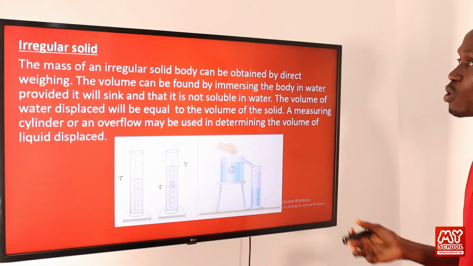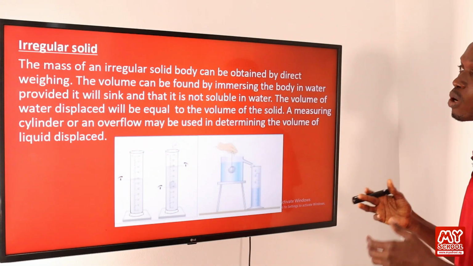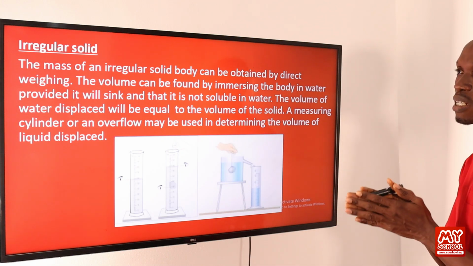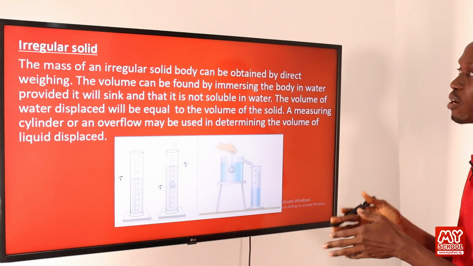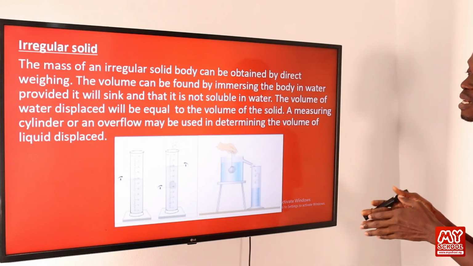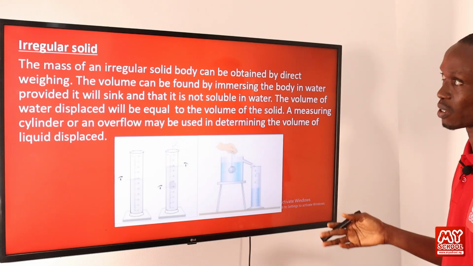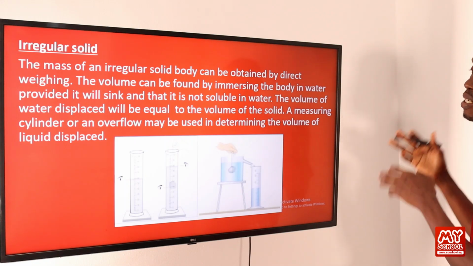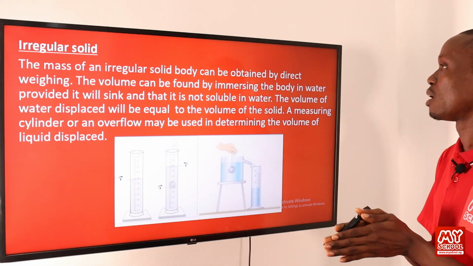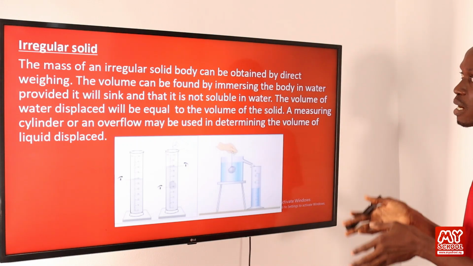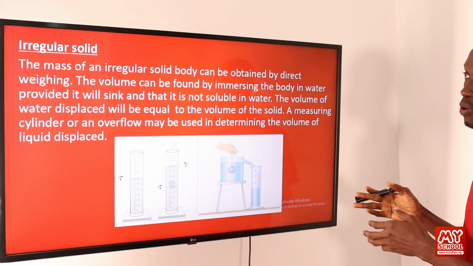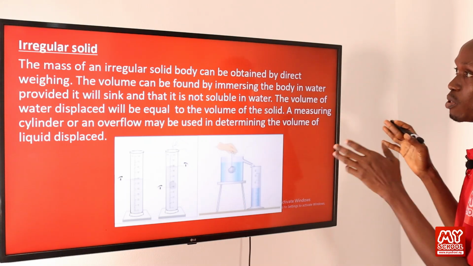Right, so here we are going to be discussing irregular solids. So irregular solids are those solids that we cannot give a name to their shape. Okay, we cannot give a name to their shape. More or less like they are composite shapes. Right, so we cannot give a specific name to their shape. So how do we find the mass of such shapes, and how do we find their volume? Okay, so that is what we are going to be discussing here.